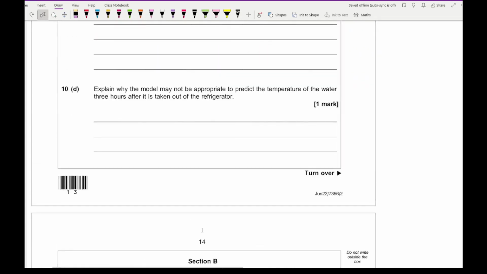Then moving on to the last question of section A, it says explain why the model may not be appropriate to predict the temperature of water 3 hours after it's taken from the refrigerator. Basically, something along the lines of the conditions may change. You don't want to just write that, you actually want to give detail of this. So you could say that someone may drink the water.